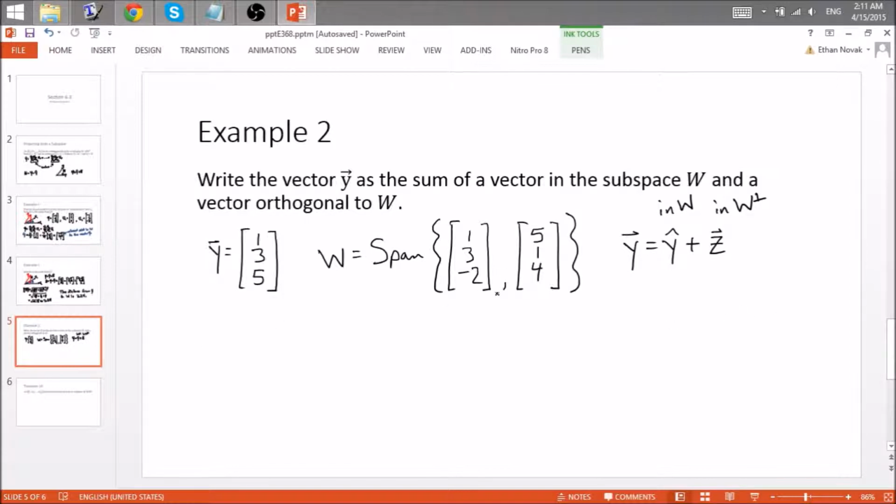We need to verify that this is in fact an orthogonal basis, so we check the dot product between these two. Let's denote this as v1 and this as v2, and we check, does v1 dot v2 equal 0? And we check 5 plus 3 minus 8 is in fact 0. So that's a check mark there, and we can proceed with the problem. So first we'd like to find y hat. We have an equation for that from the orthogonal projection.